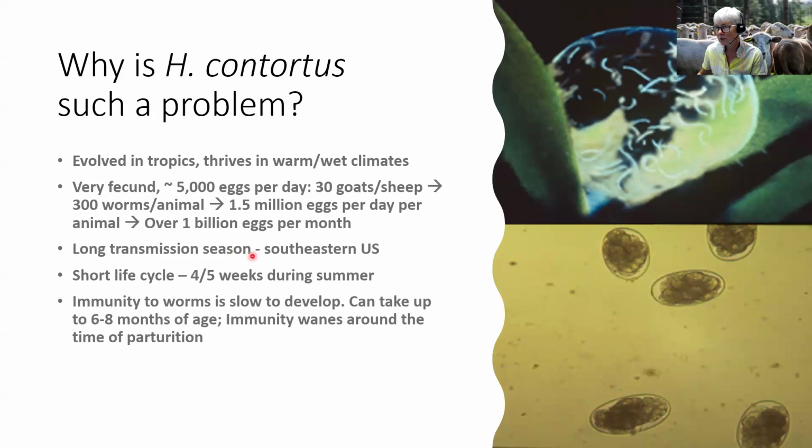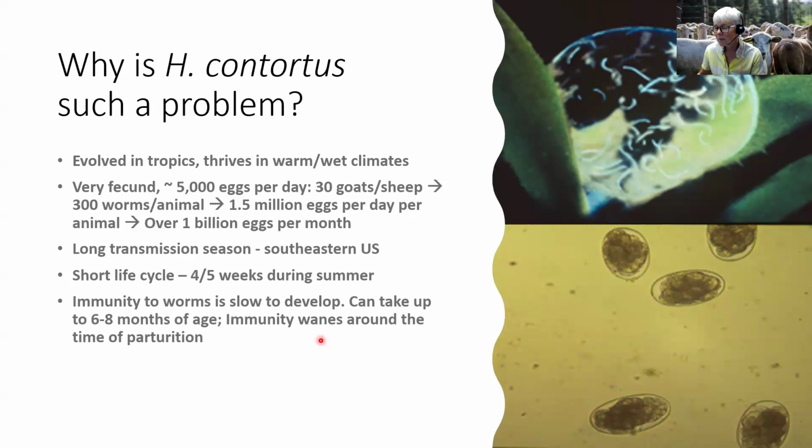We tend to see more Trichostrongylus somewhere around December, January, February, but the rest of the year we'll see a lot of Haemonchus, or barber pole worm. It has a short life cycle, and immunity to worms is slow to develop, especially in a lot of wool breeds and goats. It can take up to 6 to 8 months of age.